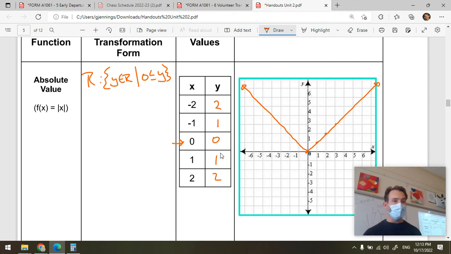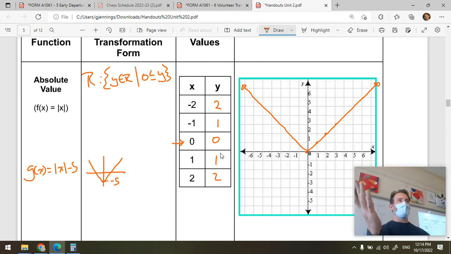If I looked at a transformed version, let's say I had g of x equals the absolute value of x minus 5, well, that would look like this, where that is the line minus 5, and it would go down to minus 5 and then go back up again. The whole shape has been moved down by 5. That's Wednesday's topic.